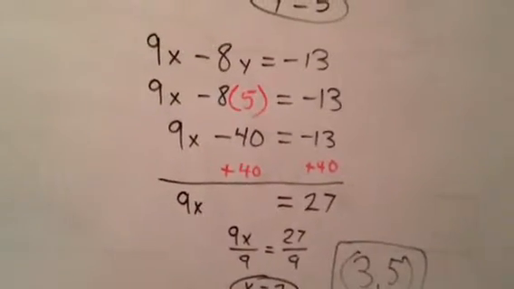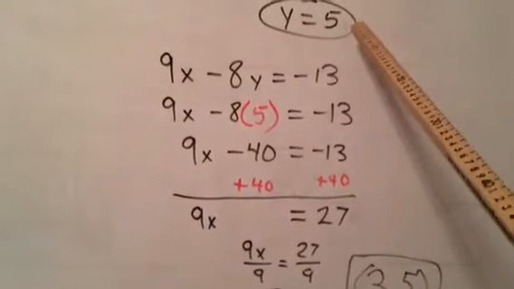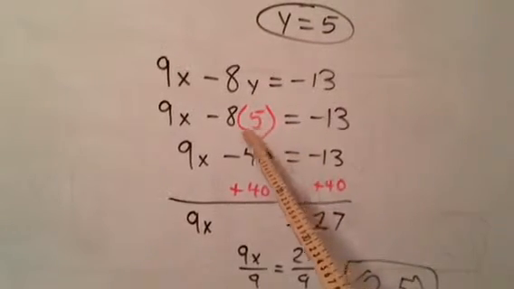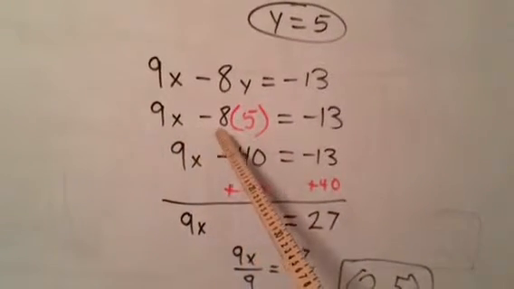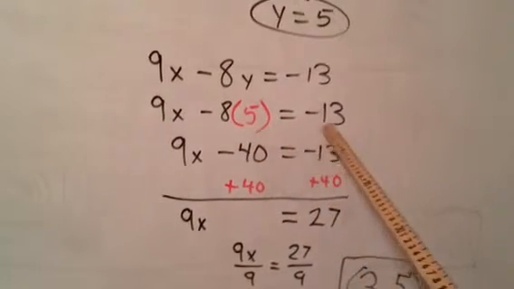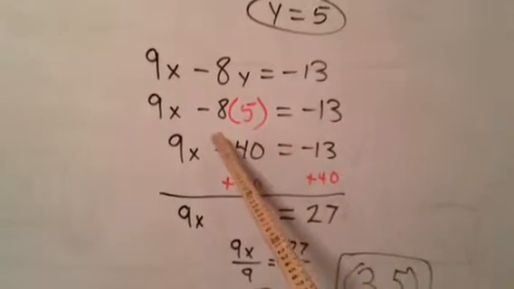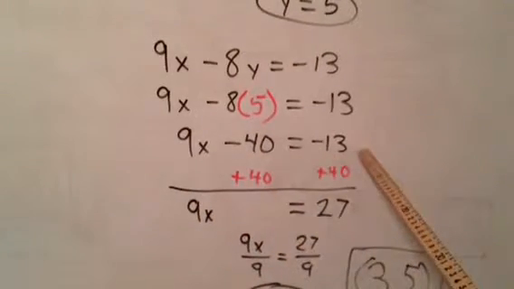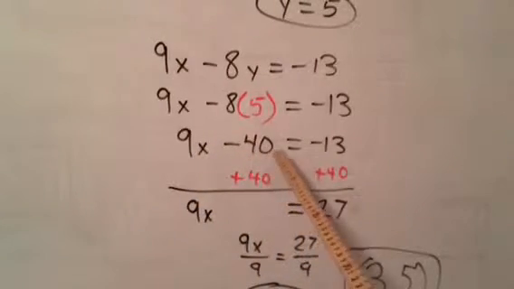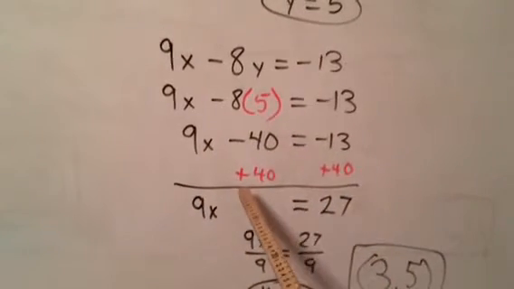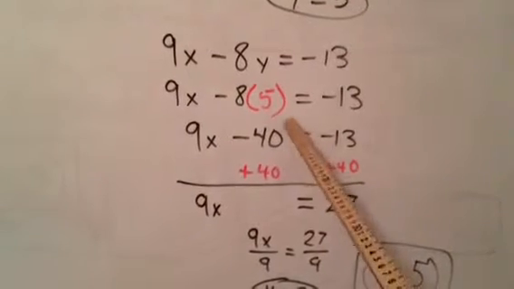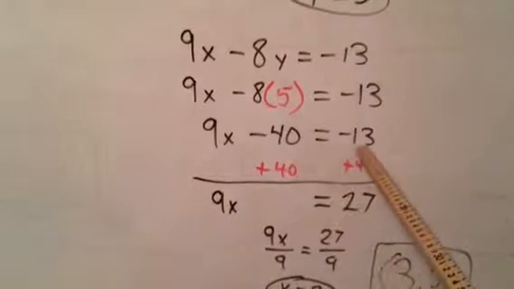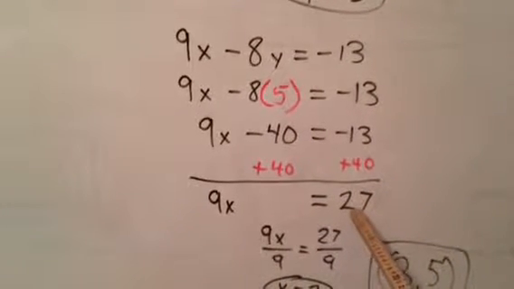And so when I solved this equation, since I know that y is equal to 5, by substituting 5 in for the y, this now becomes 9x take away 8 times 5 is equal to negative 13. The negative 8 times 5 is negative 40, leaving us with a two-step equation. 9x take away 40 is equal to negative 13. By adding 40 to both sides, that cancels the 40 out, leaving 9x on this side. Negative 13 and positive 40 combine together to make 27.